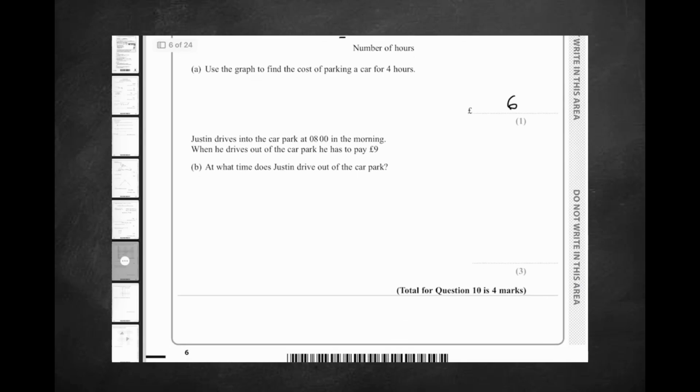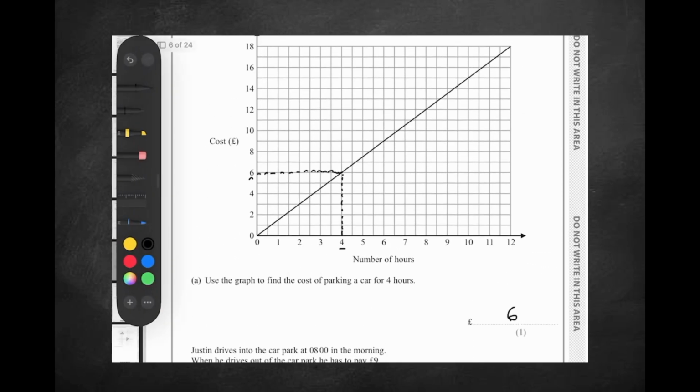Part B. Justin drives into the car park at 8 in the morning. When he drives out of the car park, he has to pay £9. At what time does Justin drive out of the car park? So we'll go up the same way. We'll go to £9. And we'll follow this down.